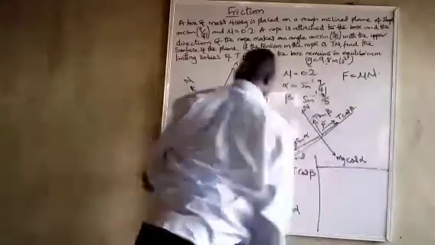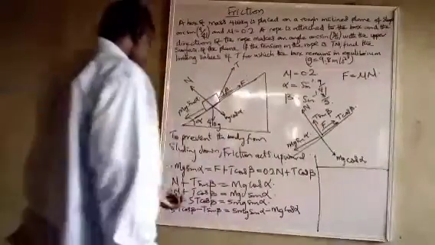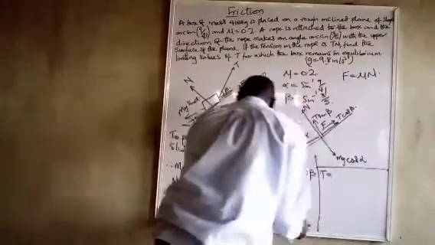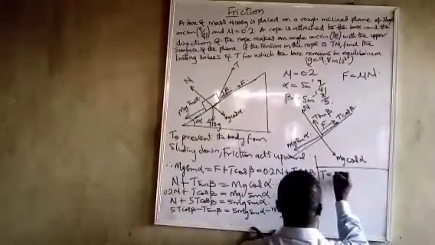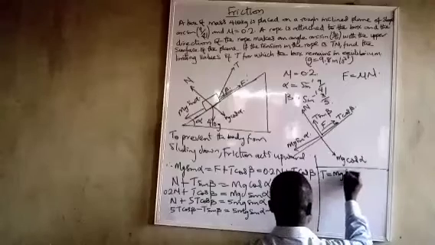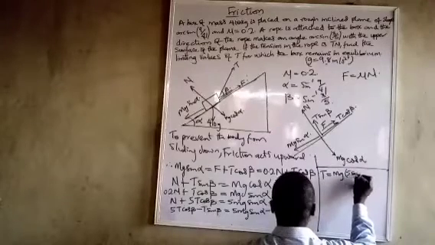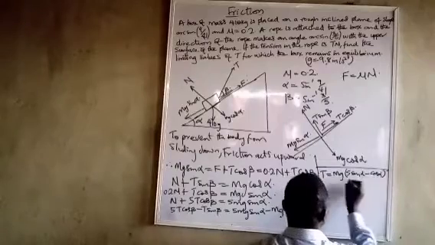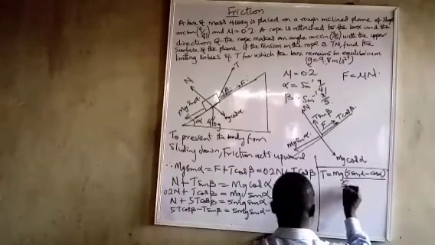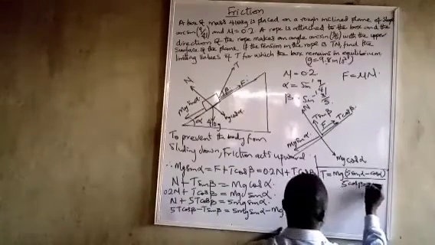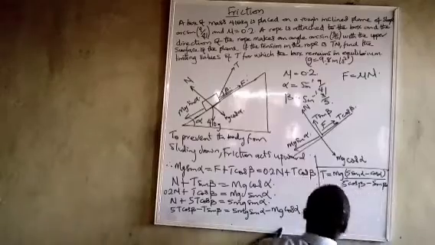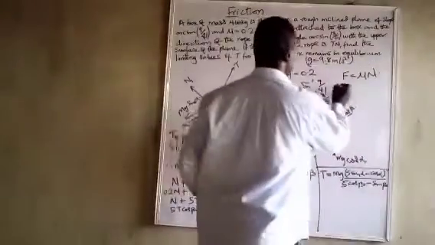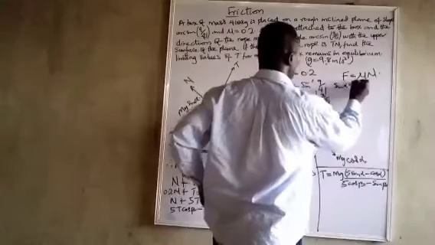So from here, I can work out my T. T will be equal to mg into 5 sine alpha minus cos alpha, over 5 cos beta minus sine beta. Now let's go back to the values given to us. We know for this angle, sine alpha is 9 over 41.